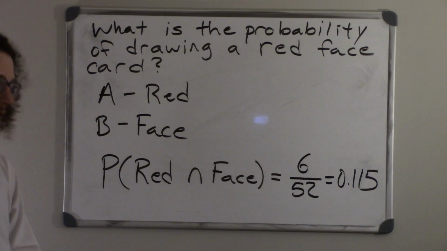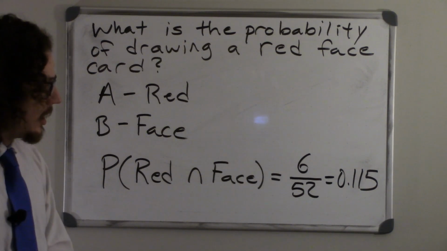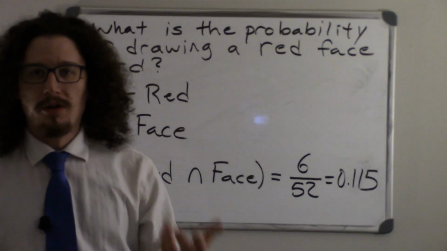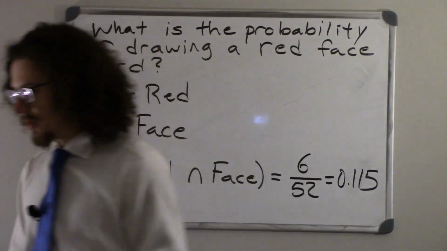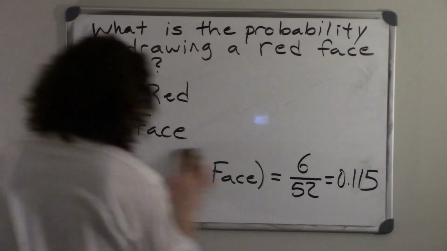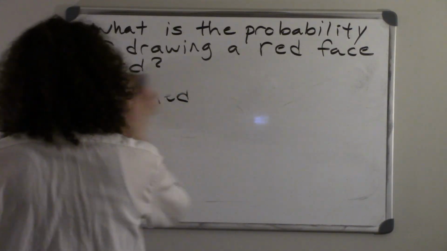Right, and that is how we would find the probability of an intersection. Again, we just need to identify how many outcomes are in our event, and divide by the total number of outcomes in the sample space. All right, but with that, we will move on.